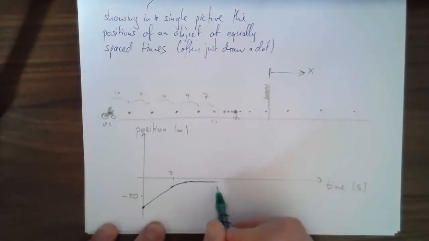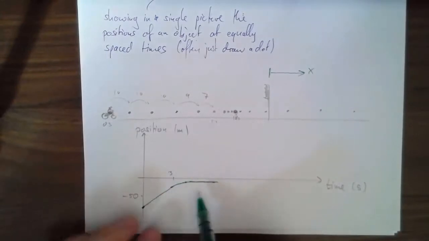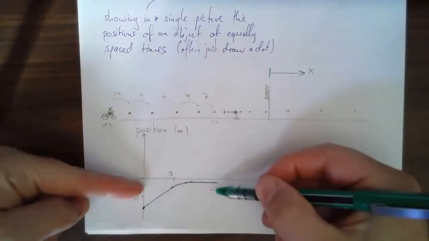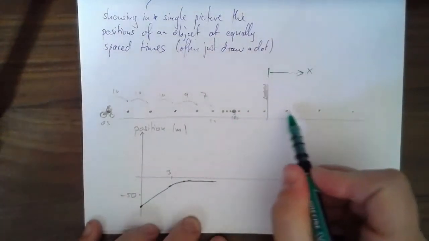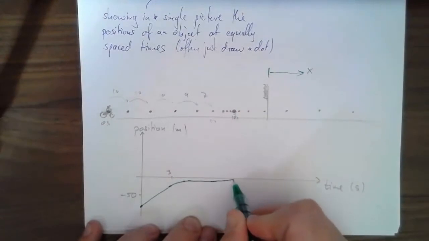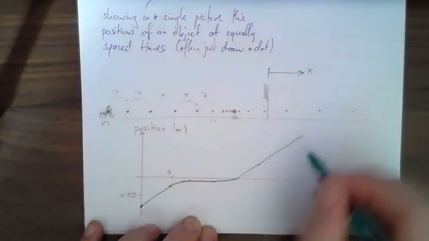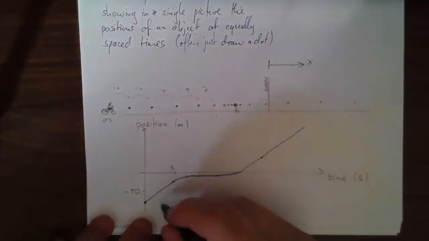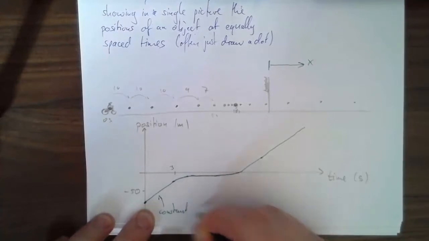The graph is flat, so that means, I'm going to annotate this in a second, we're not going anywhere, right? Time passes, but we're sitting in the same position, namely right here, and then we start up again, and we speed up, and as you speed up, it means we're getting steeper and steeper. We pass the light, and then we're going at a constant speed forevermore. So straight line, constant speed.